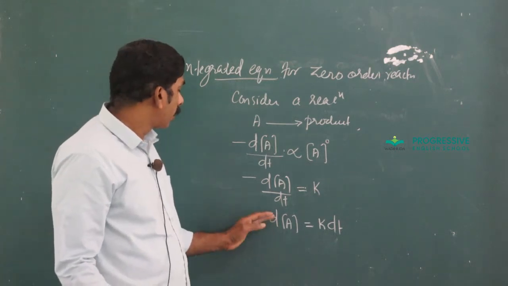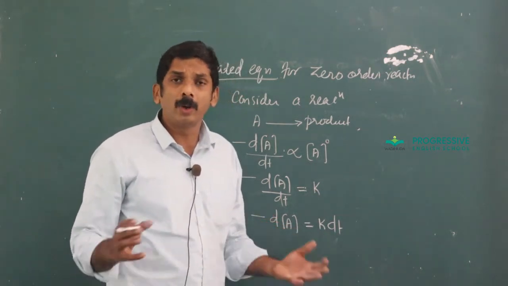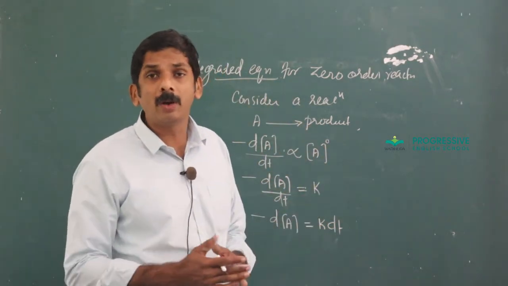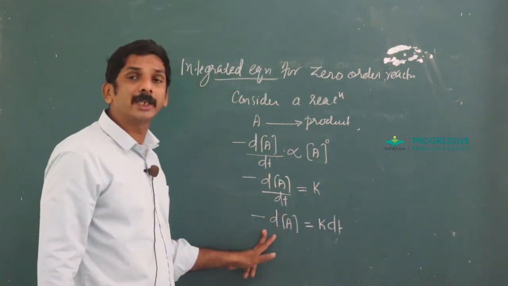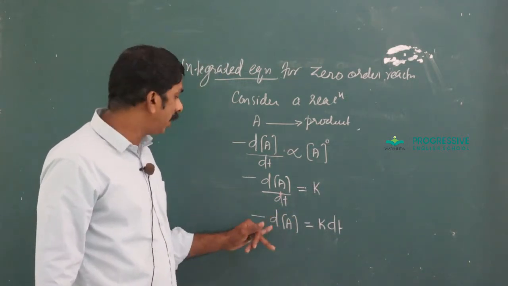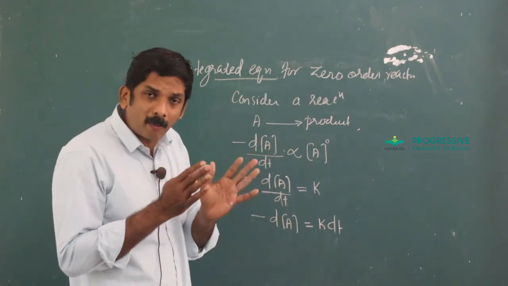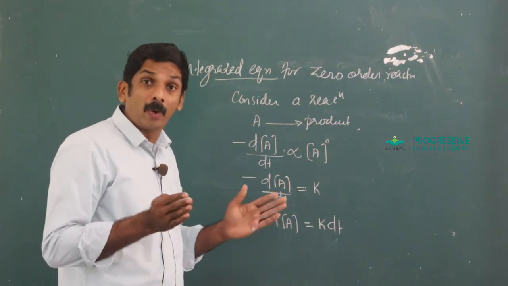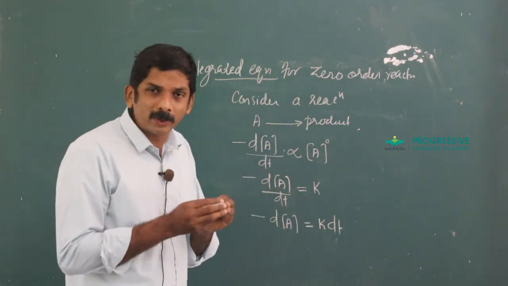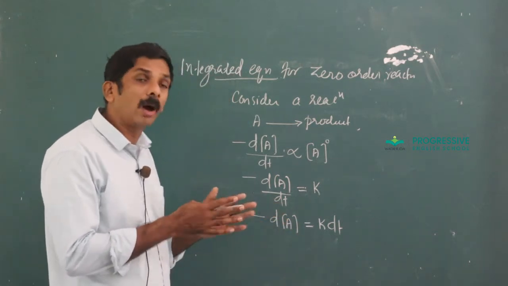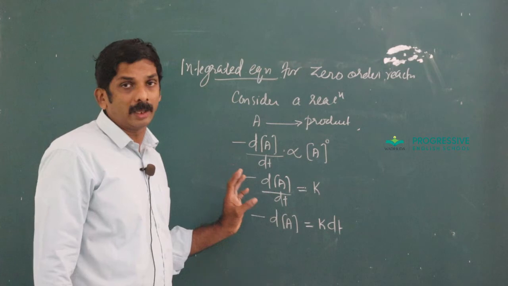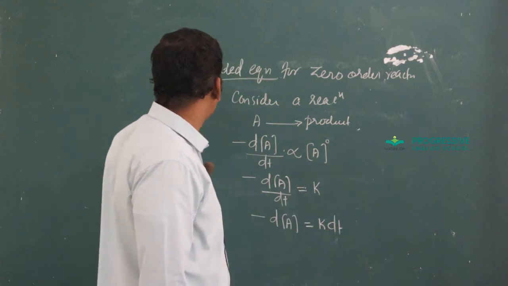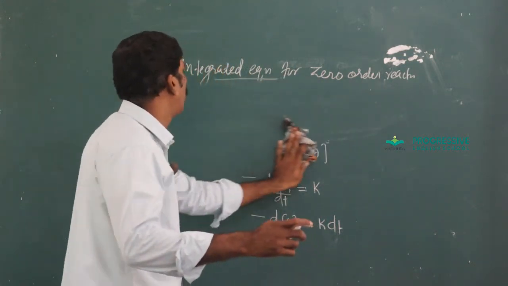Then the integrated equation for a zero order reaction is found by integrating this expression. On integration, the differential combines to form the integral, just like in polymerization a larger number of monomers combine to form a bigger molecule. Here dA combines to form A. So let us integrate the above expression.